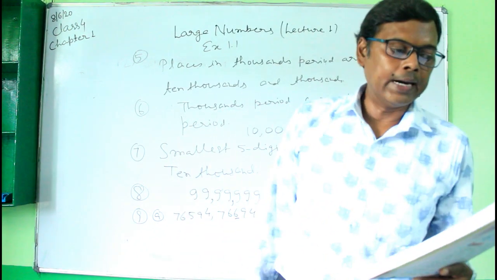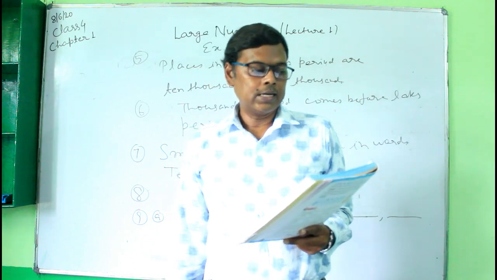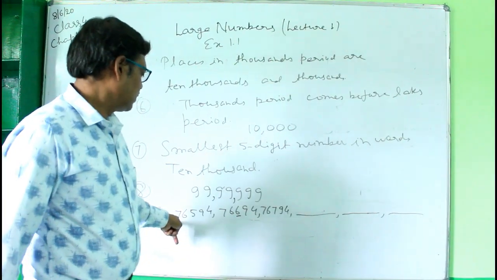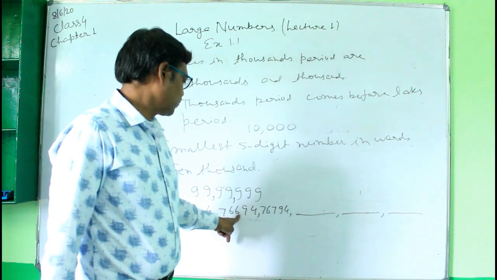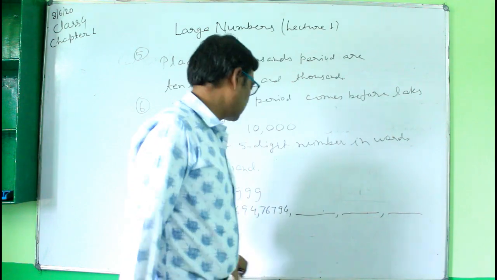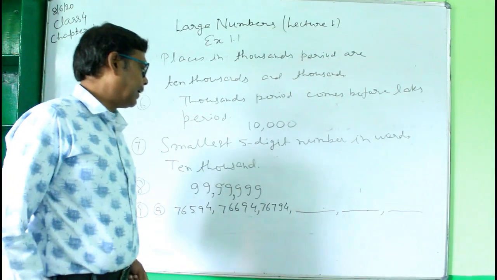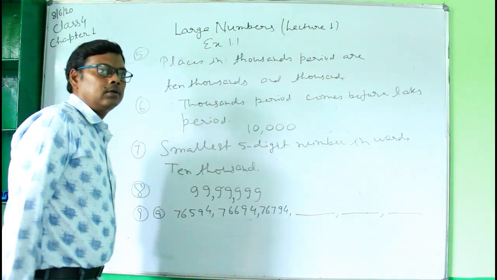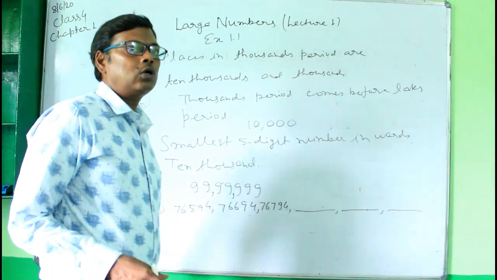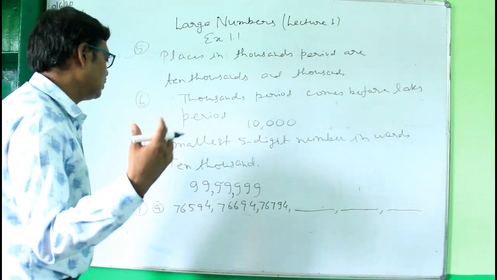Complete the number patterns. Question number 9A. So these are the numbers. These are the first 3 numbers which are given to you, and then we have to write the next 3 numbers according to the pattern here. So first observe the pattern. Okay, first observe the pattern. Okay, and then you can find out.